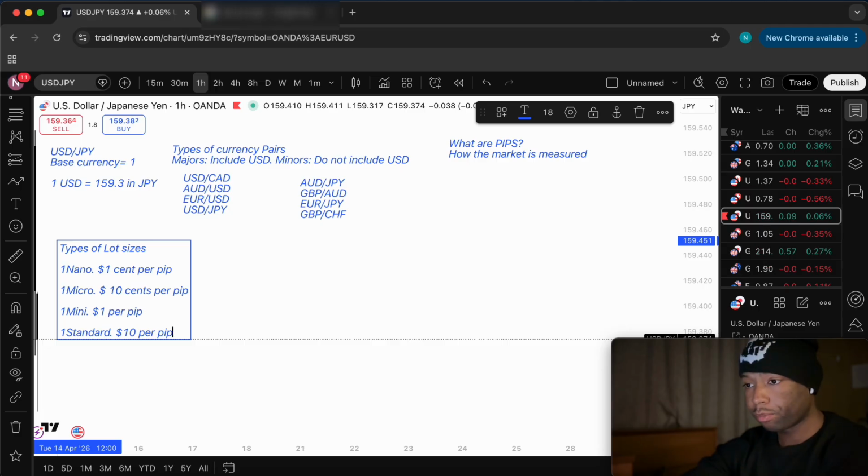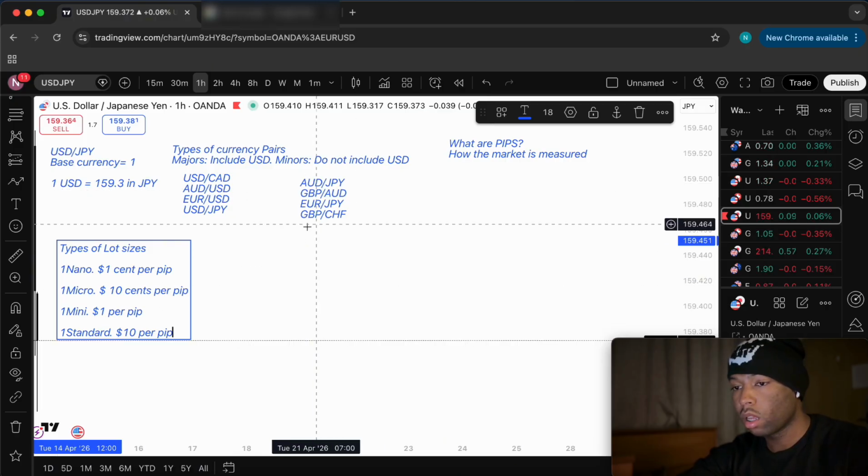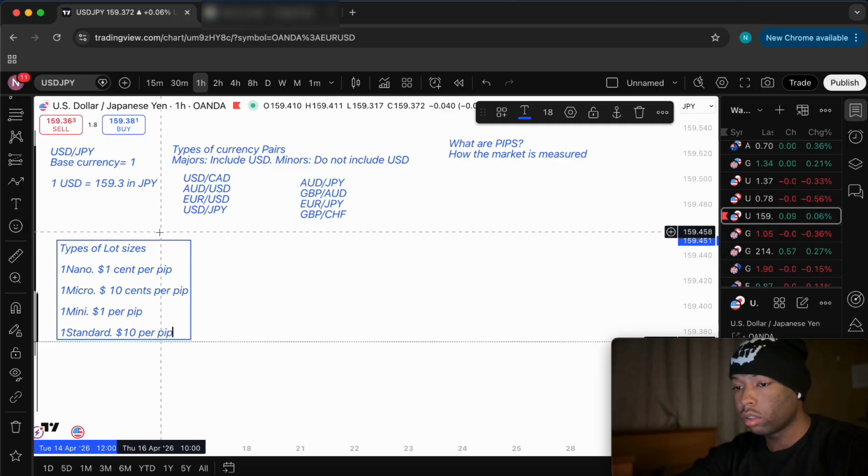So in the example I gave about how it jumped 10 pips, if I was using 1 standard lot, I would simply just do $10 times 10 pips. Right. So I would make $100. Same thing if I was using 1 mini lot and I would jump 10 pips, being that it's $1 per pip, I would just simply do $1 times 10, making it $10 that I made.